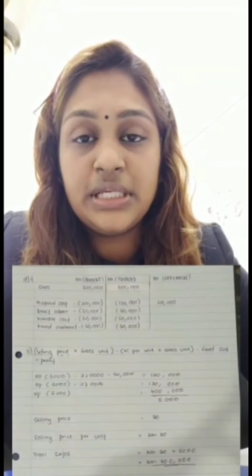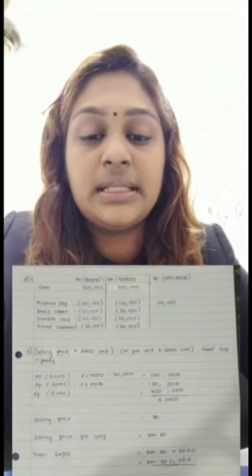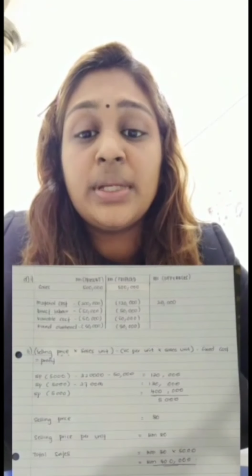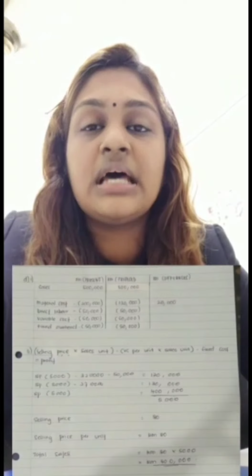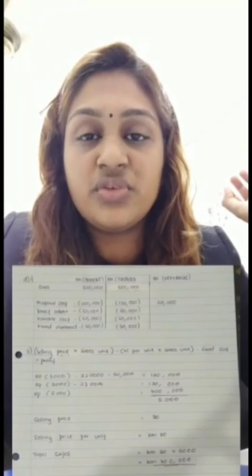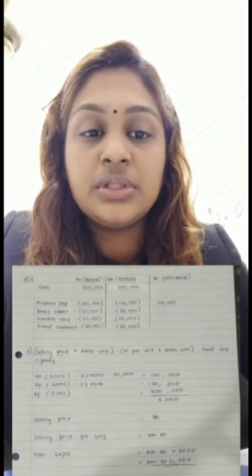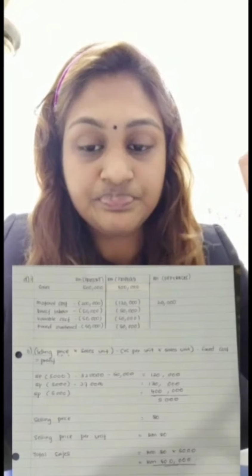Continuing question number 2, section D. So I differentiate the present and the past. The total sales is 500,000. The material cost is 200,000, the direct labor is 50,000, the variable cost is 50,000, and the fixed overhead is 50,000. So the difference between the numbers which I got is 20,000.